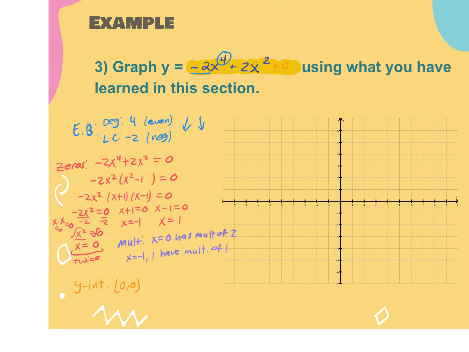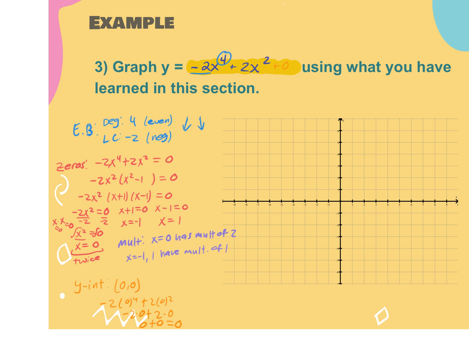Maybe you didn't recognize that, so maybe this looks a little different than something that you've done before. You would just plug in 0. So we would get -2 times 0 to the 4th power plus 2 times 0 squared. And 0 to the 4th power is 0. So we get -2 times 0 plus 2 times 0 to the 2nd power is 0. So we just get 0 plus 0, which is 0.